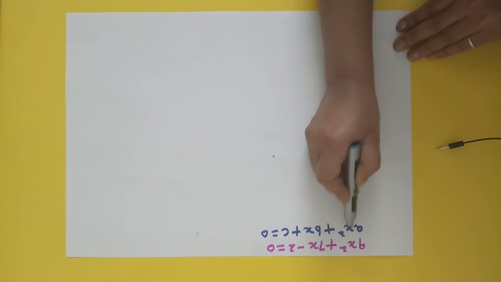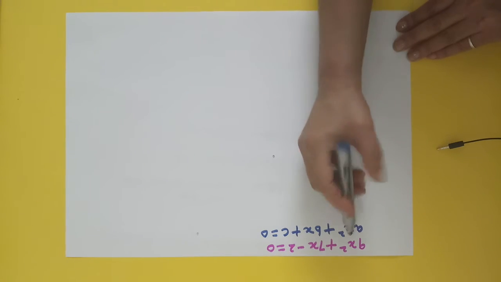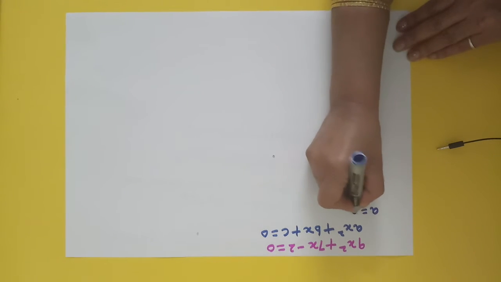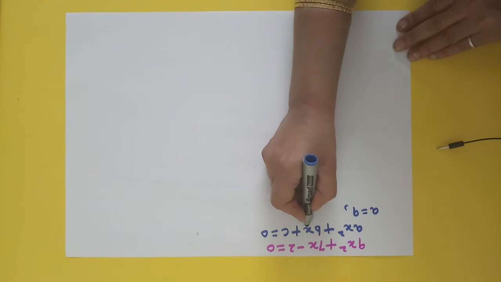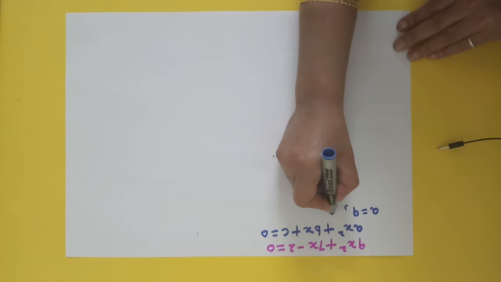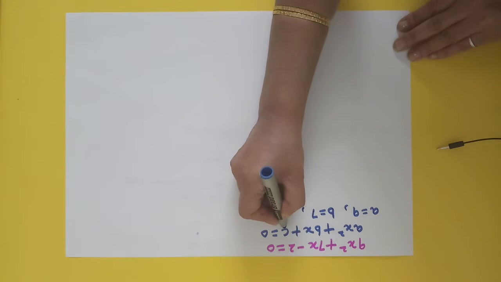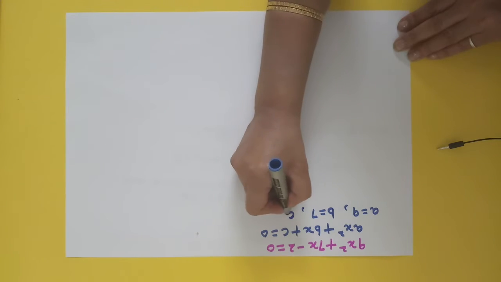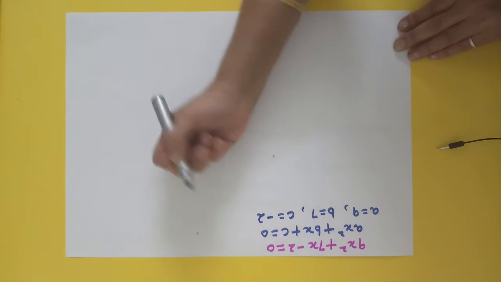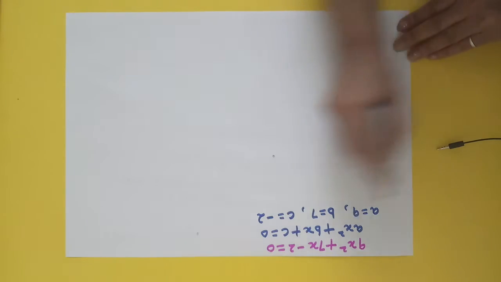What is my a? Coefficient of x² is a. So here my a is 9. Coefficient of x is b. So what is the coefficient of x? 7. So my b is 7. And the constant term is c. What is my c here? Minus 2. Take care of these signs.